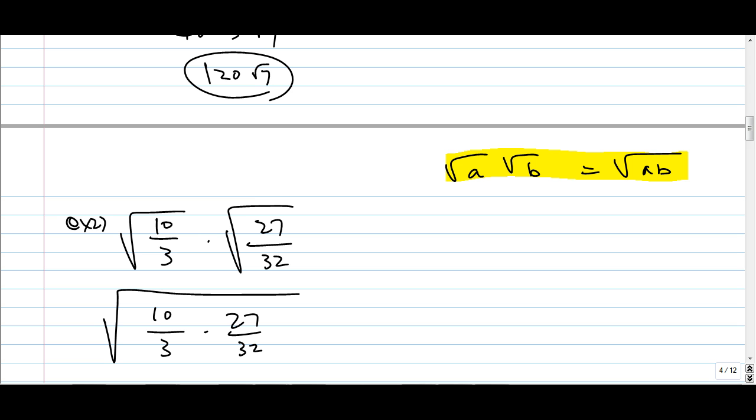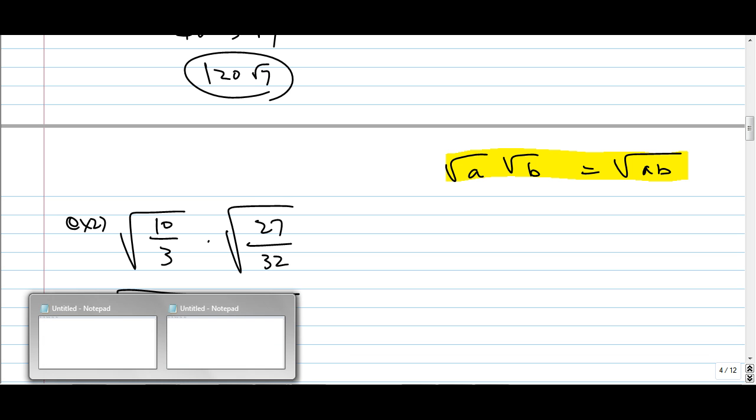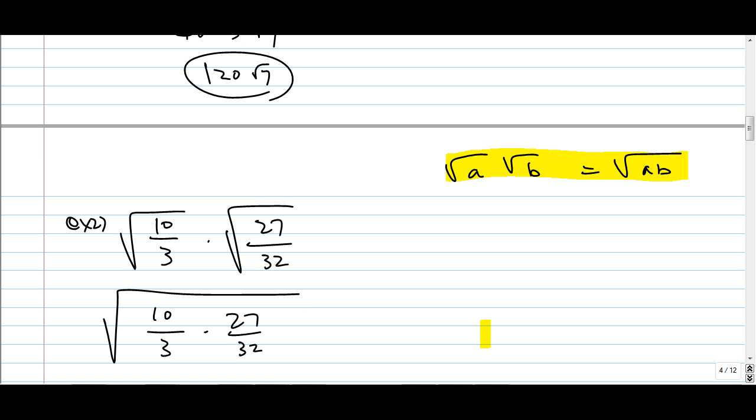Why should I do this? Why does it help me? Why would I want to do this here? Because that way you can simplify within itself. Yeah, you could simplify within itself. I like how you said that. Inside the radicand, look at all these fractions, right? Doesn't 3 go into 27? Yeah. Doesn't 10 and 32, doesn't 2 go into 10 and 32? So you could simplify inside the radical. It makes it easier, right?